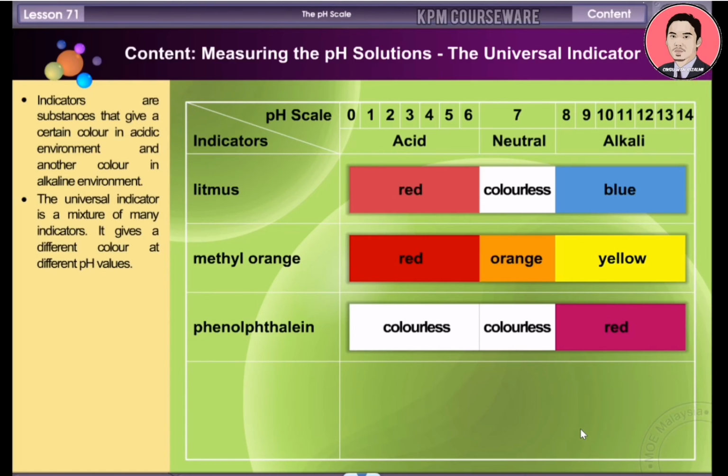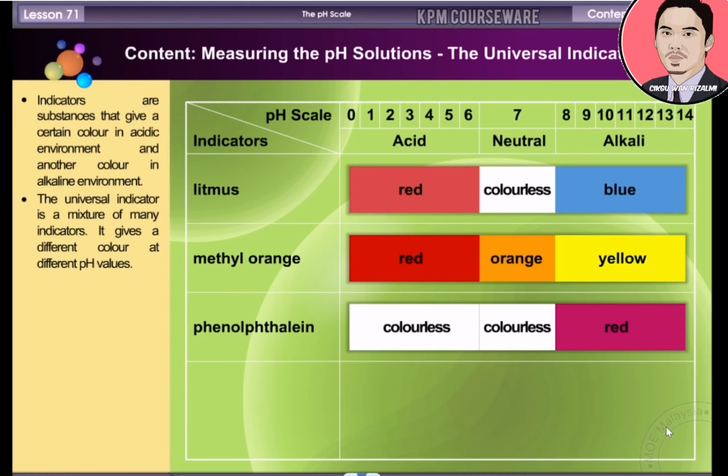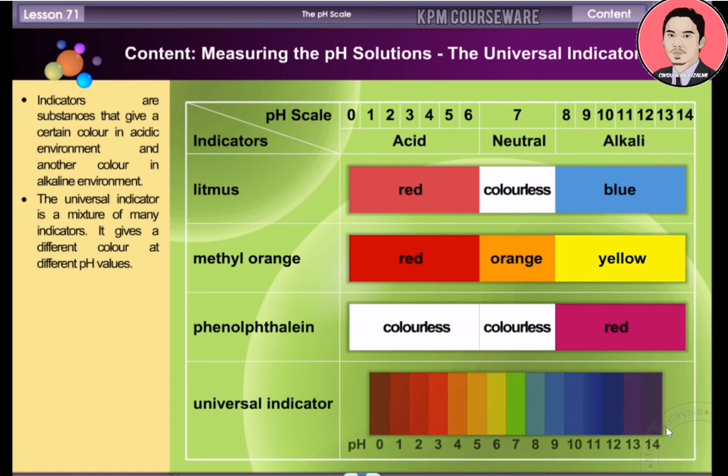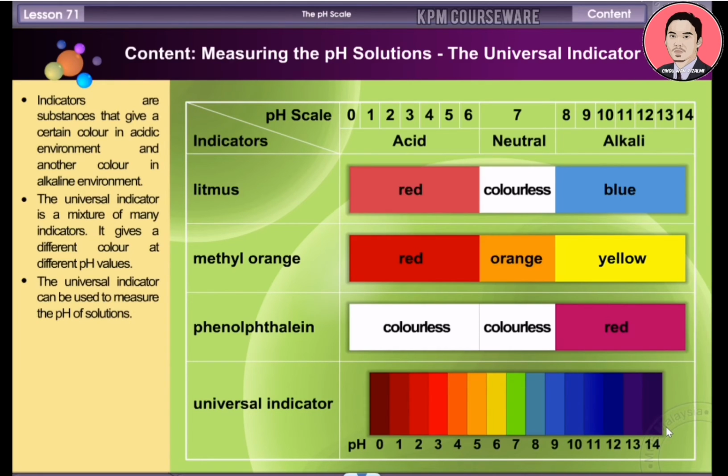By combining a mixture of different indicators together, we can get a solution that gives a different color at different pH values. This solution is called the universal indicator. We can therefore use this indicator to measure the pH of solutions. The universal indicator may be in liquid form or a paper which has been soaked in solution of mixed indicators.